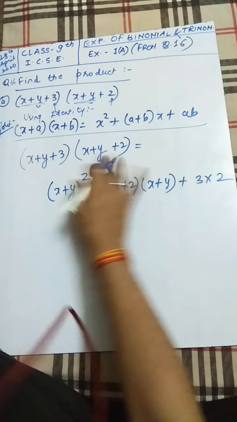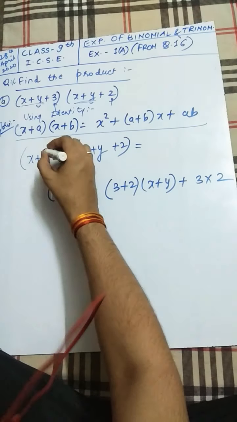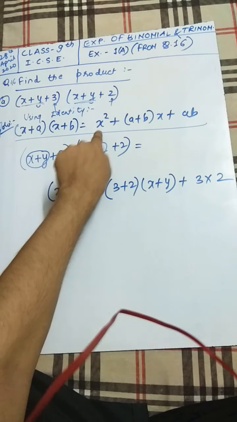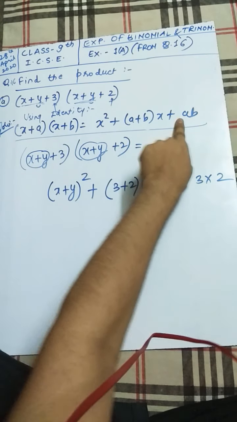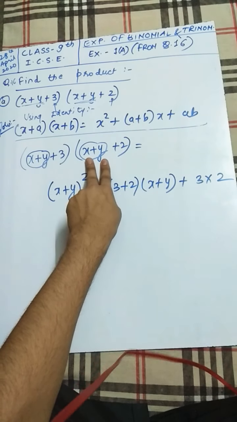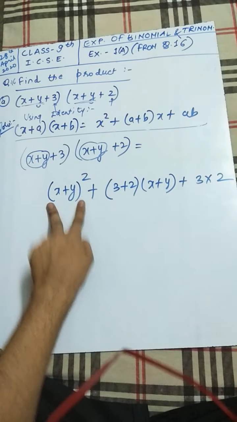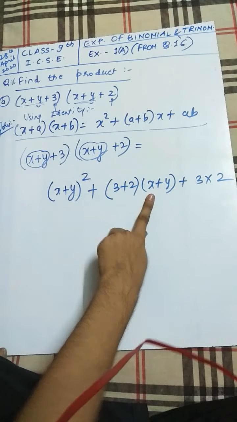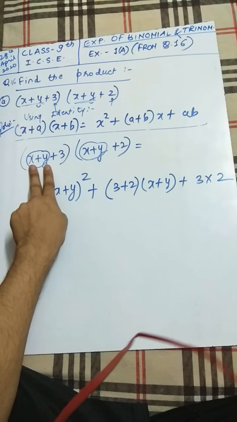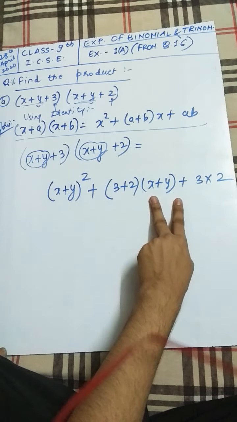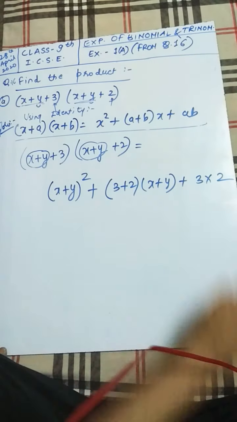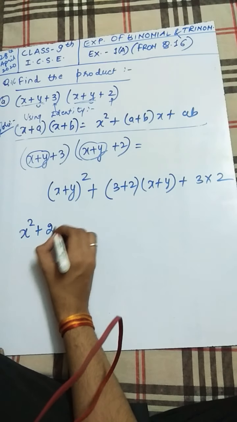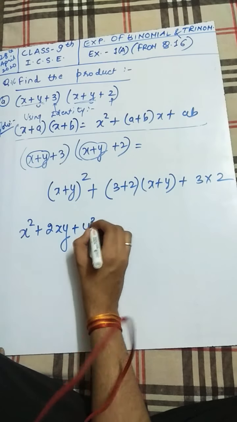Now how have I written it like this? Because I told you to consider this as one unit. If (x plus a) and (x plus b) give x square plus (a plus b) times x plus ab, then with x plus y in place of x, we get (x plus y) whole square plus, this is your a, this is your b, (3 plus 2) into (x plus y) plus ab, 3 into 2. Now we know (x plus y) whole square is x square plus 2xy plus y square by the identity.